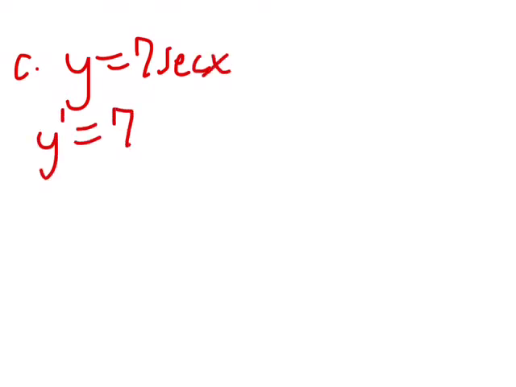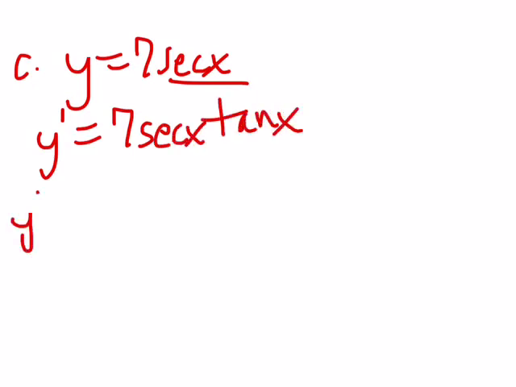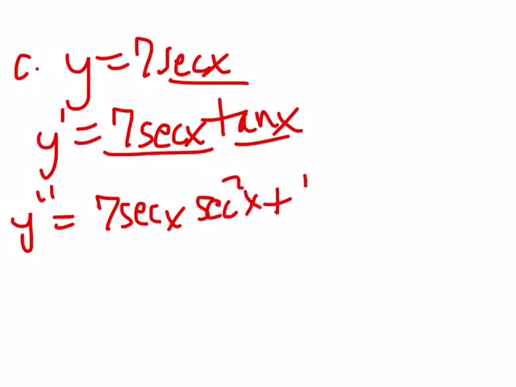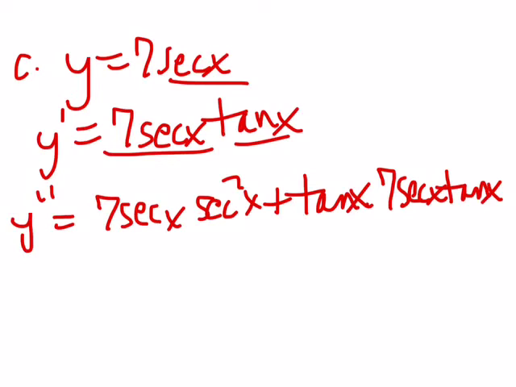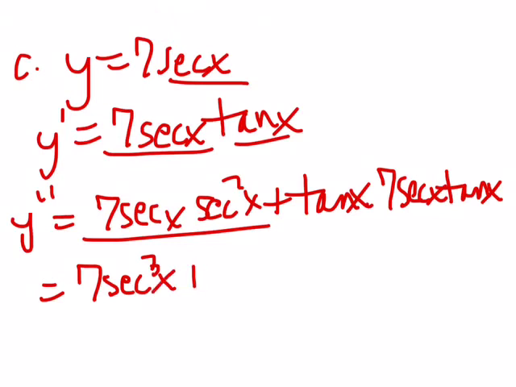Okay, and last one was C, 7 secant x. First derivative, bring the 7 down, derivative of secant x tangent x. Second derivative, product rule. Second derivative is secant squared x plus second derivative of first, 7 secant x tangent x. So then these become the 7 secant cubed x plus the 7, and it doesn't really matter the order, I put the secant first and then tangent squared x.